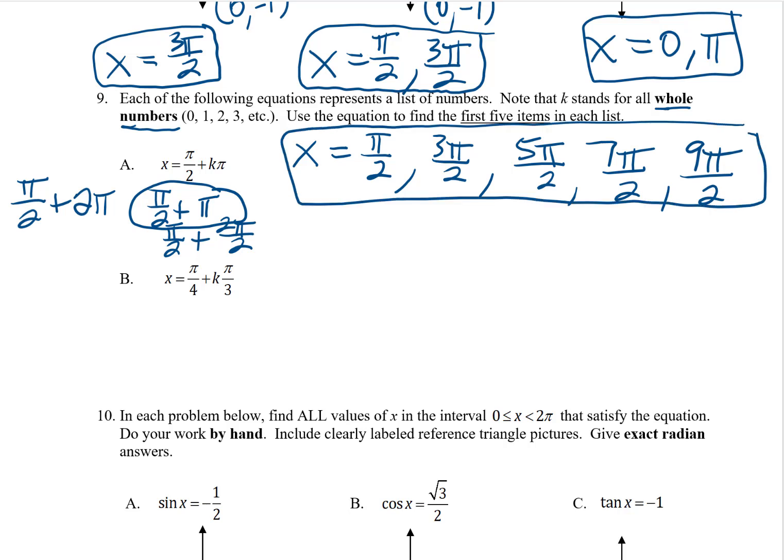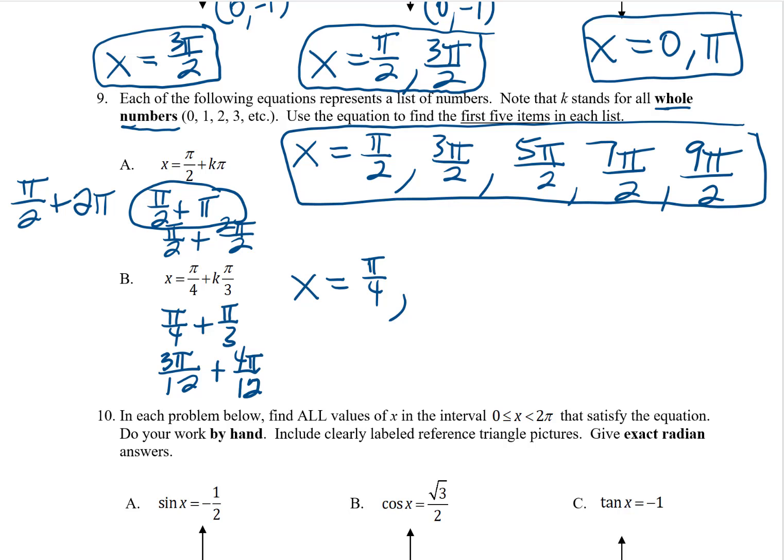Okay, let's take a similar approach for part B. Obviously, the first one is going to be pi over 4 if I fill in 0 for k. Let's see what happens if I fill in 1 for k. So I'm going to get pi over 4 plus a single pi over 3. Then for the next one, I'll add another pi over 3 and another pi over 3 and so on. Here my common denominator is 12. So I'll think of this one as 3 pi over 12. And I'll think of this as 4 pi over 12.